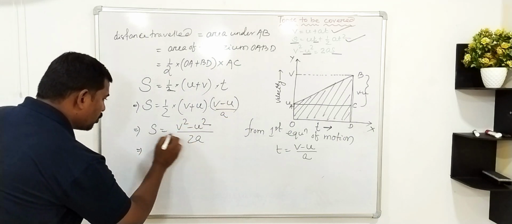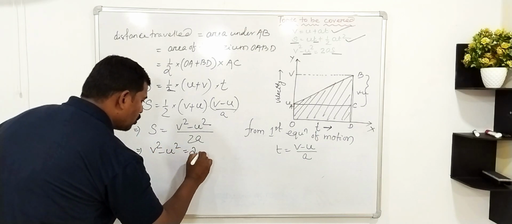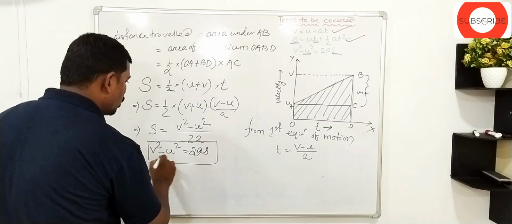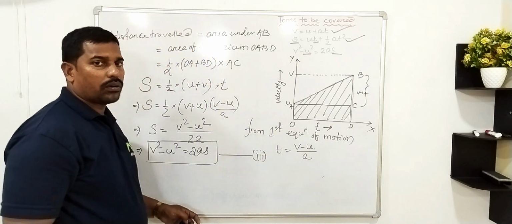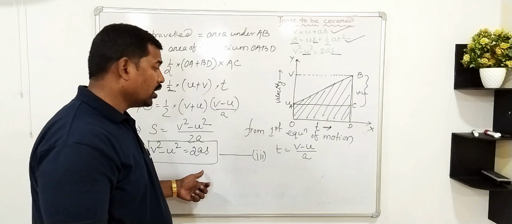Then by cross multiplication we will get V square minus U square equal to 2as, which is our third equation of motion, also known as the position velocity relation.